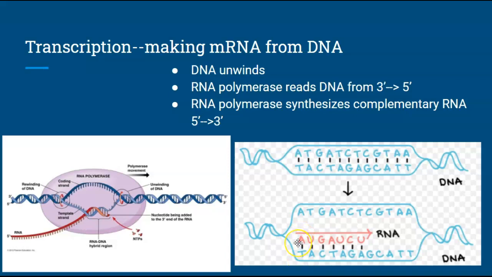Here's a T, boom, an A is right there. Here's an A. Remember, there's no T's in RNA, so a U is going to go there. C goes with G, T goes with A, A goes with U, G goes with C, A goes with U, and so on, until we have a piece of RNA that is the length of our gene, okay?